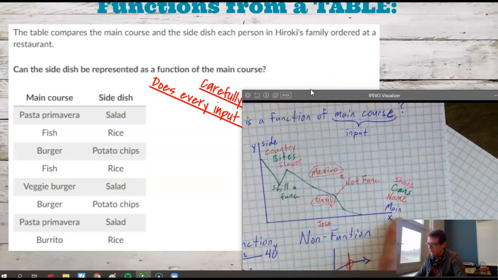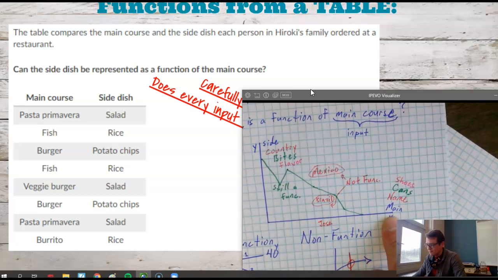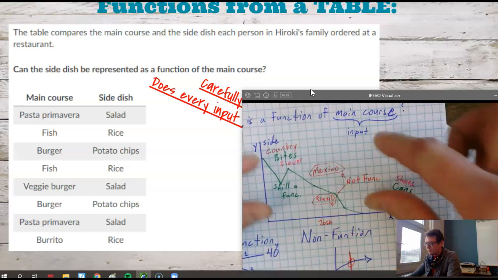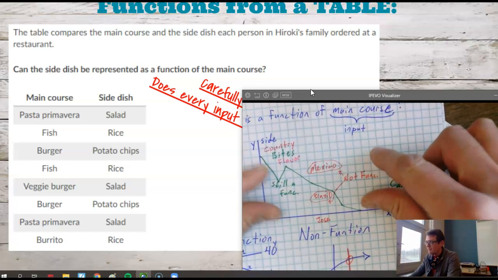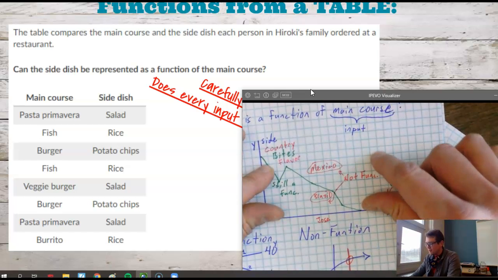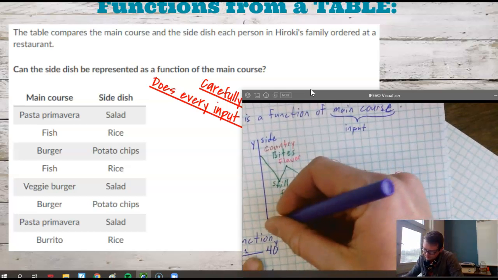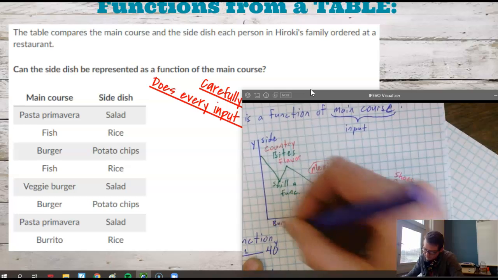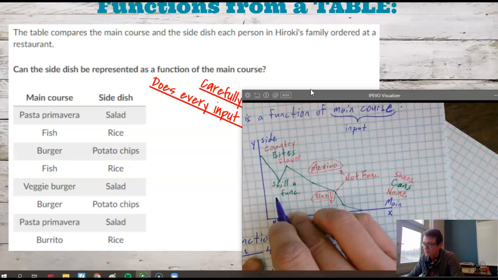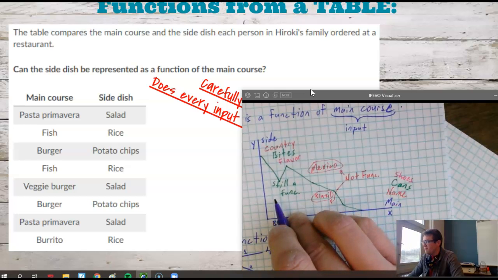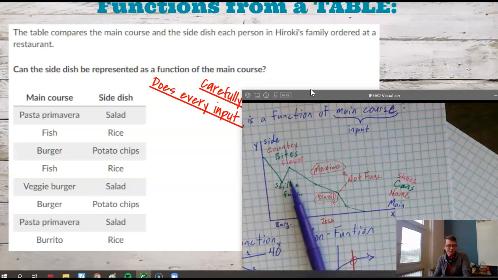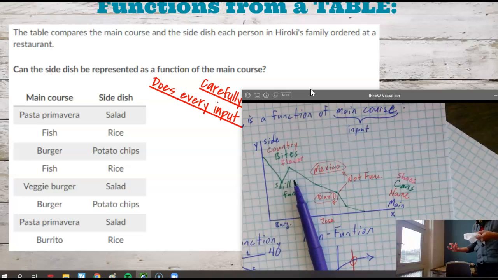If I put the main dishes out on my x-axis, would any of them have 2 different y values? Would any of them fail the vertical line test? So if I put like burger, it would only go up to what output? What's the only output that we saw there for burger? Potato chips, right? Everyone who got a burger got potato chips.